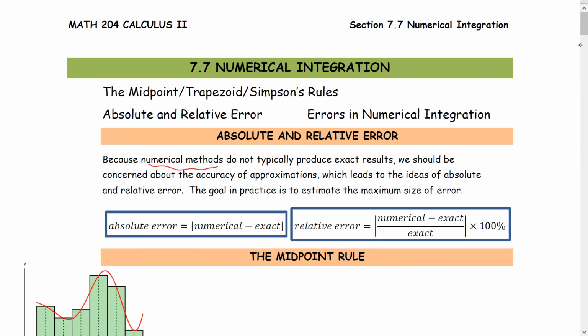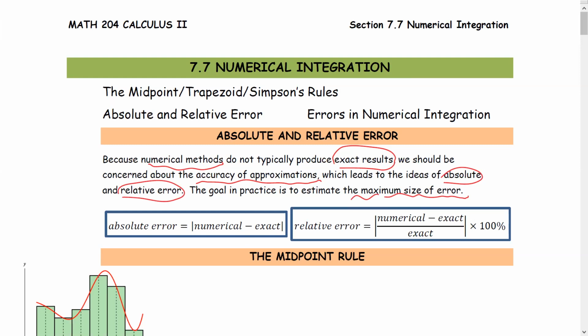Because numerical methods do not produce the exact solutions, we're going to be concerned about the accuracy of the approximations, which leads to the idea of the absolute and the relative error, which will estimate the maximum size of the error. The absolute error can be computed by the absolute value of the difference of the numerical solution and the exact solution. The relative error is the error in percent form, which tells you how many percent off from the exact solution you are when you get the numerical solution.